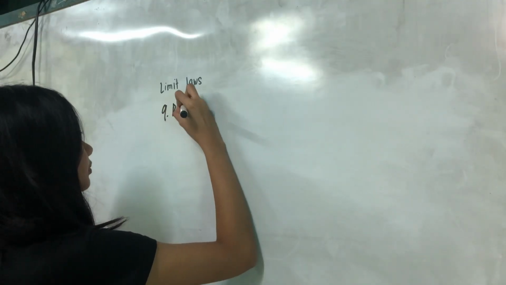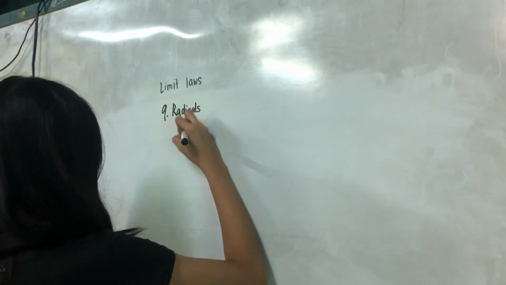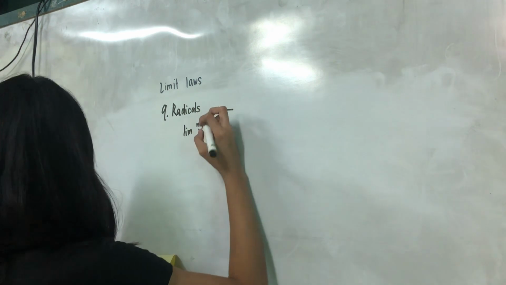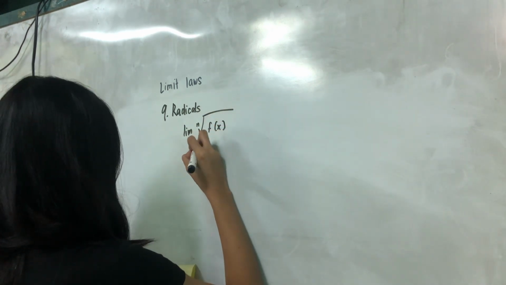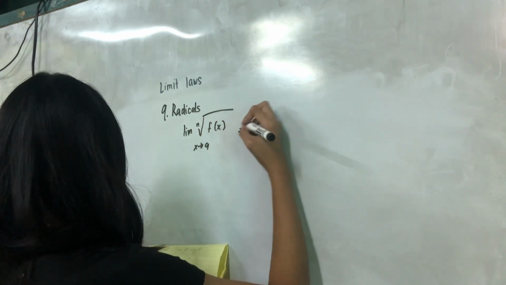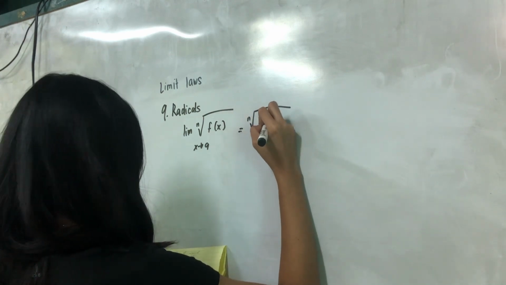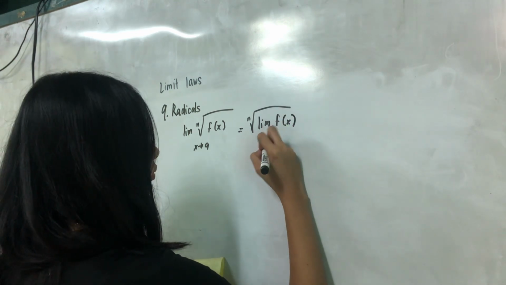Radicals. The formula for radicals is limit of n radical f of x, x is approaching to a, equals radical n, limit of f of x, x is approaching to a.